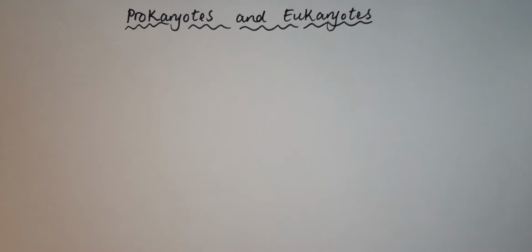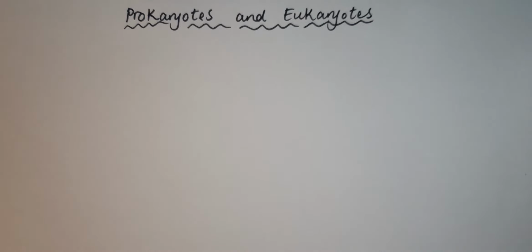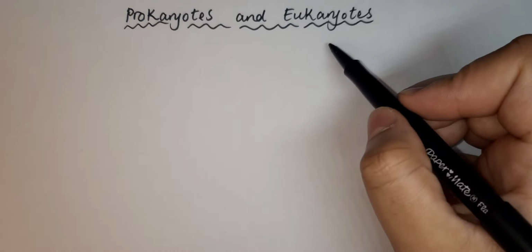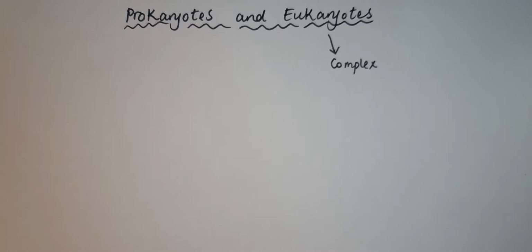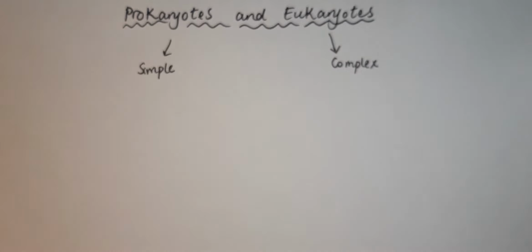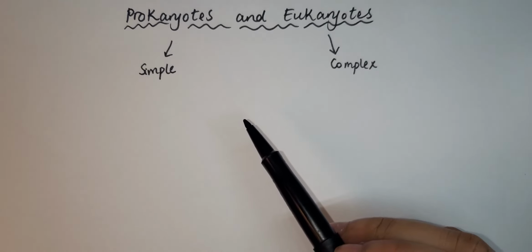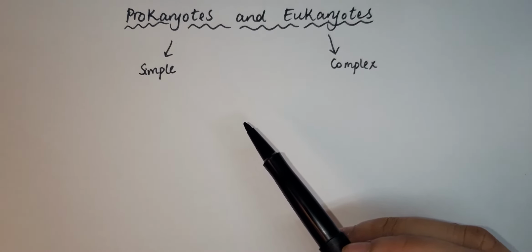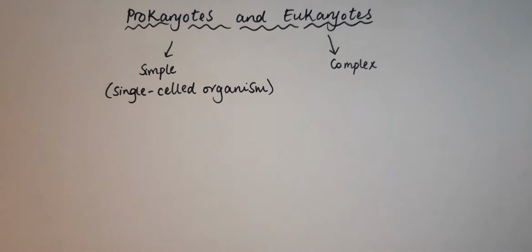So the first thing that we need to know is that all living things are made of cells, and they can either be prokaryotes or eukaryotes. The only difference between a prokaryote and a eukaryote is that a eukaryote is a more complex type of cell, and the prokaryote is just a bit simpler. A prokaryote cell is just a single-celled organism. So that's why it's simple. It's only made up of one kind of cell.